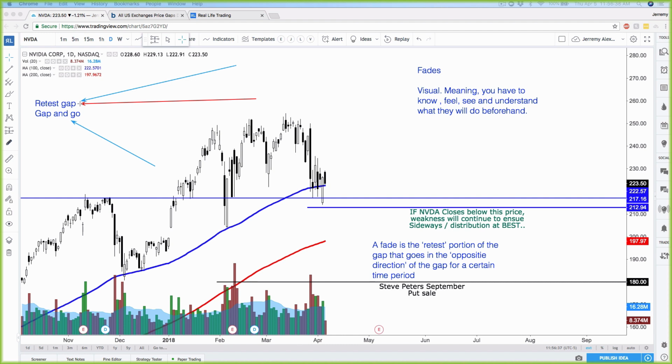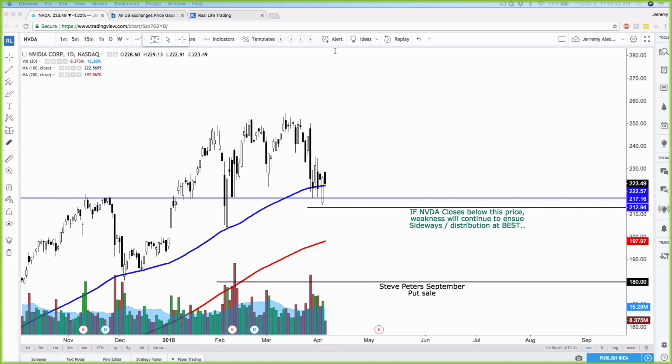So that's what a fade is. People call a fade, or often term it, fills. So fades equals fills the gap. That's just the term. Now, the name obviously doesn't matter. I've mentioned that numerous times when I talk about candlesticks or gaps or any other type of strategy. The name is pretty much irrelevant. You can call these whatever you want.